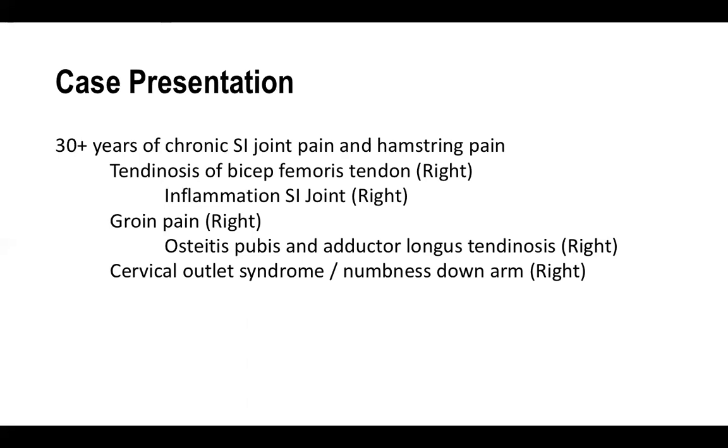And so if this was looked at just from an exteroceptive perspective, it would be easy to look at her presentation and say, okay, you have tendinosis of the bicep femoris. Okay, we need to address that, I suggested stem cells. Inflammation of the SI joint. She was suggested by other doctors to do prolotherapy to try to tighten the joint. She was recommended, of course, to do physical therapy to inhibit that muscle, strengthen that muscle. So, a very traditional way of looking at things.